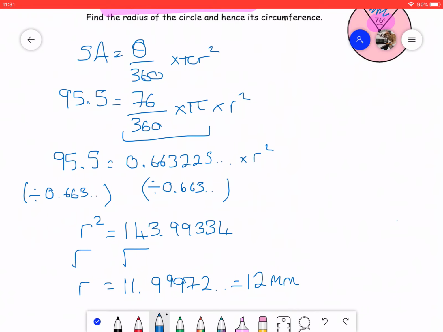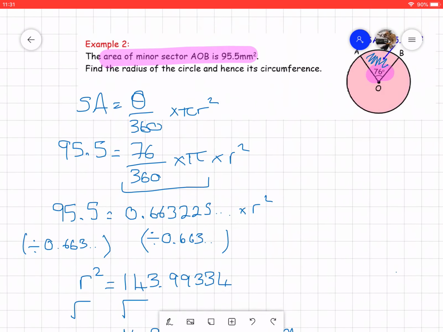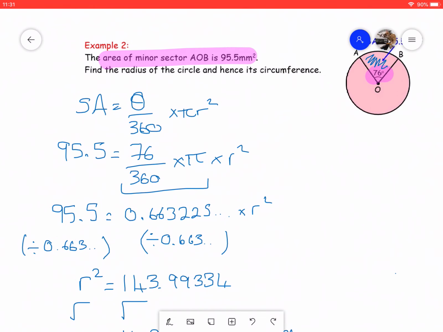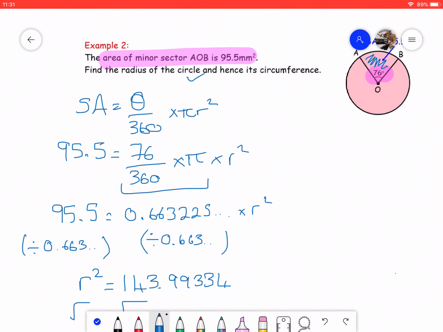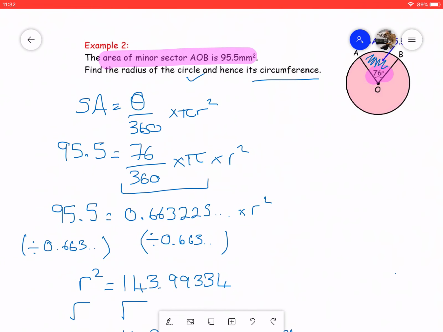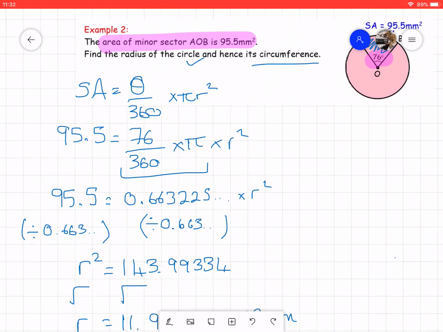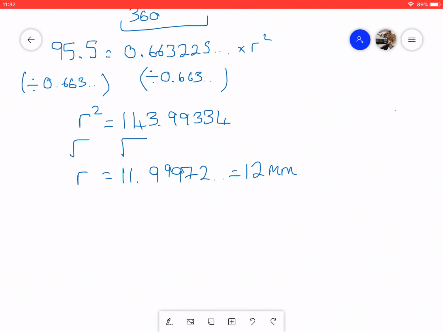Okay, so 12 millimetres. Not the end of the question though. Once again, if we look back at the question, double check that you've definitely answered it. It says to find the radius of the circle, which we've done, tick, and hence its circumference. So that's the last thing we need to do, to find the circumference of this circle. Remember, circumference is the distance around the outside.